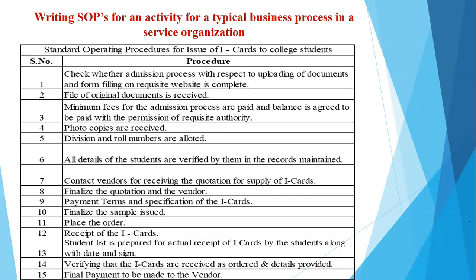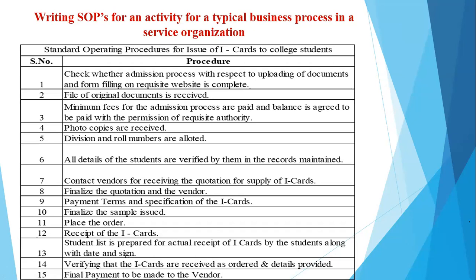Then finalize the quotation with the suppliers or vendors who are ready to supply you the given I-cards in a given amount of time. Once you finalize the quotation and the vendor, decide on the payment terms, and give the specification as to the manner in which you want the I-card of your student to be printed for the college. And then finalize the sample that is issued. You will be receiving the sample, checking whether it is okay, and once you finalize the sample, you will be placing the order.